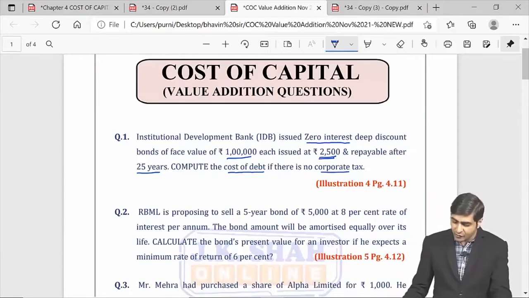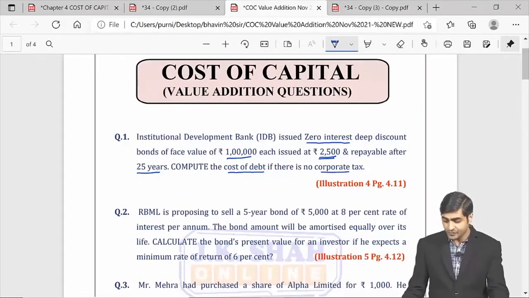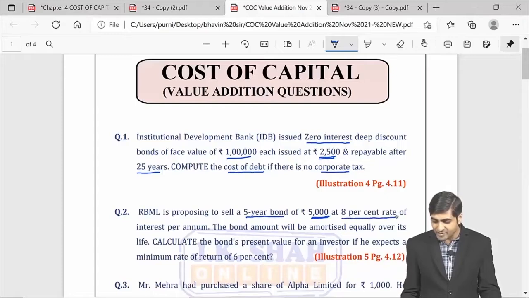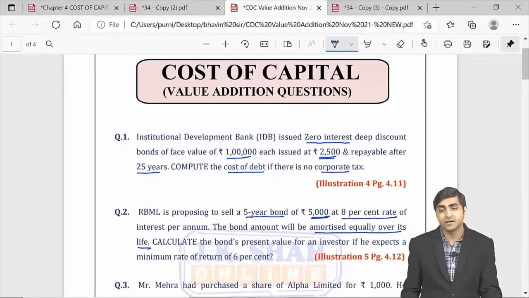So now students, let's continue further with your question number 2. And this is regarding your amortization of the bond. See what is given to you. RBML is proposing to sell a 5-year bond of rupees 5,000 at 8% rate of interest, and the bond amount will be amortized equally over its life. So guys, if such kind of bonds are being issued by the particular company, the redemption amount is not just paid once, but it will be paid over the period of 5 years in equal amounts.